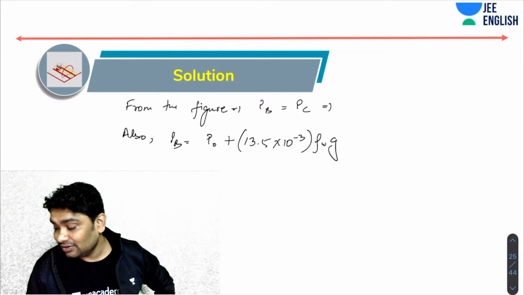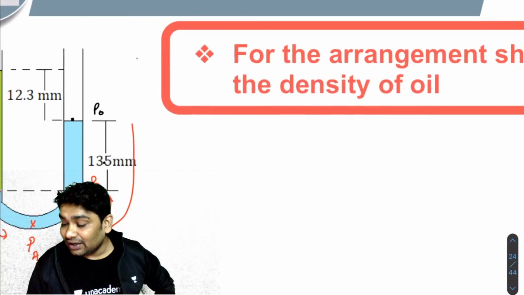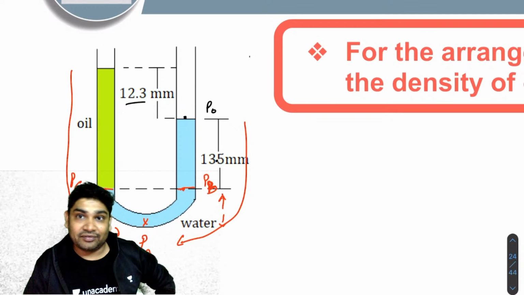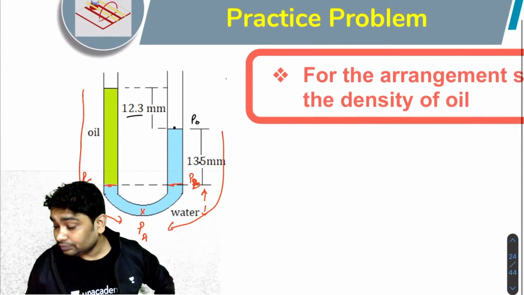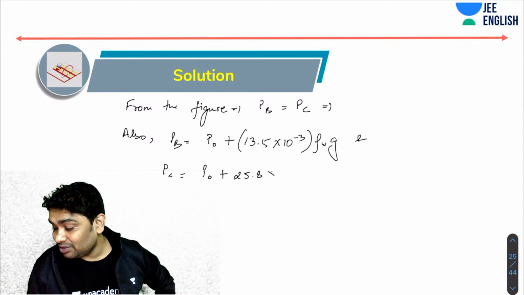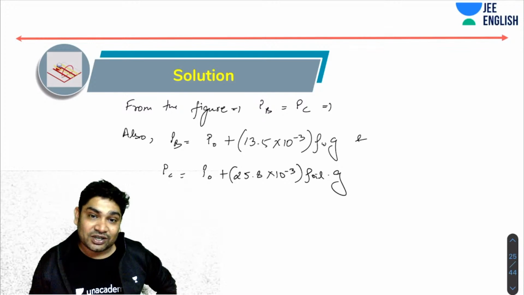And what is PC going to be? The height is 13.5 plus 12.3, so that is going to be 25.8. So PC is P naught plus 25.8 times 10 to the power minus 3, rho of oil times g. So all I need to do is just equate these two.